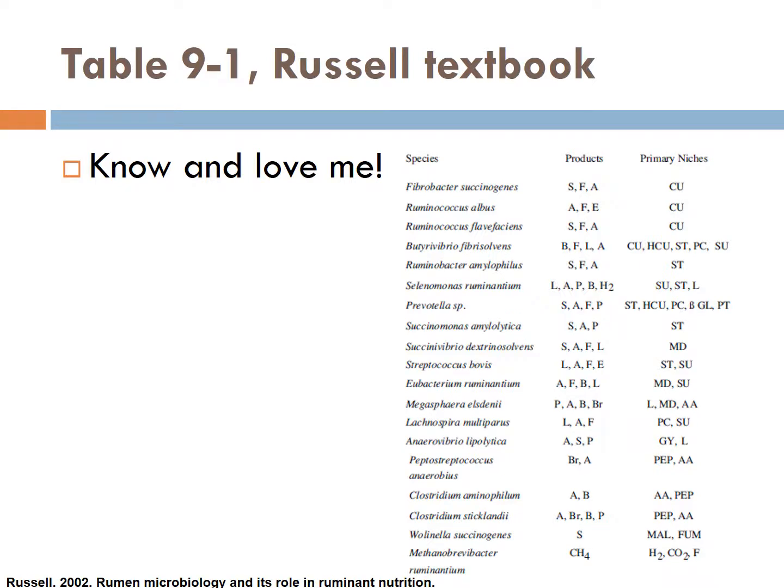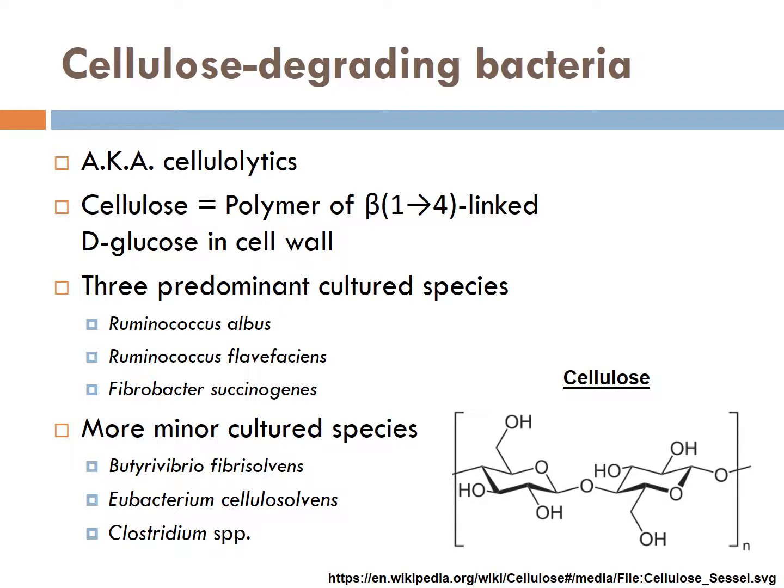some detail. The cellulose-degrading bacteria, or the cellulytics, attack cellulose, a polymer of beta-1,4-linked D-glucose in the cell wall, and you can see the structure of cellulose in the figure at the bottom. There are 3 predominant cultured species: Rumenococcus albus, Rumenococcus flavifaciens, and Fibrobacter succinogenes. There are more minor cultured species like Butyrvibrio fibrisolvens, Eubacterium cellulosolvens, and Clostridium species. These are considered more minor either because their primary niche is not degrading cellulose or they're simply less abundant in the rumen.